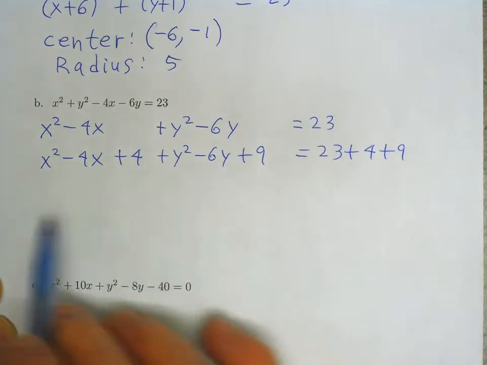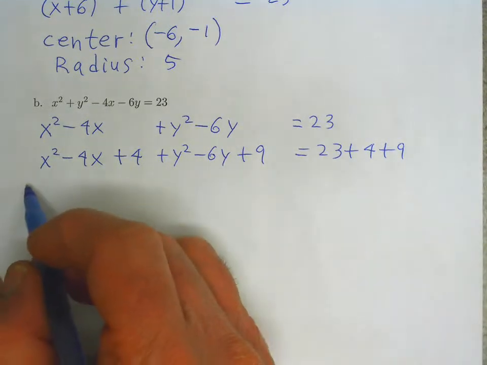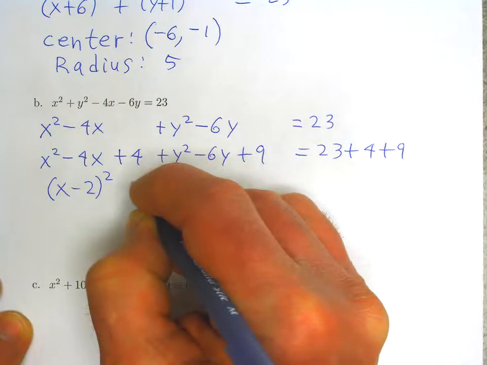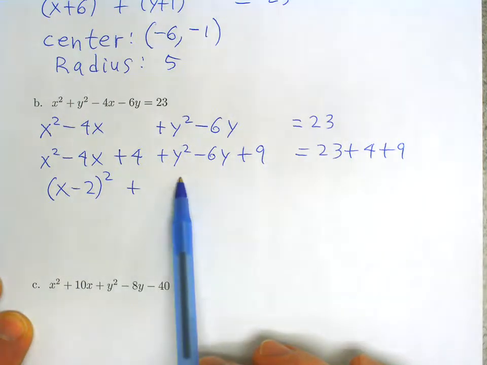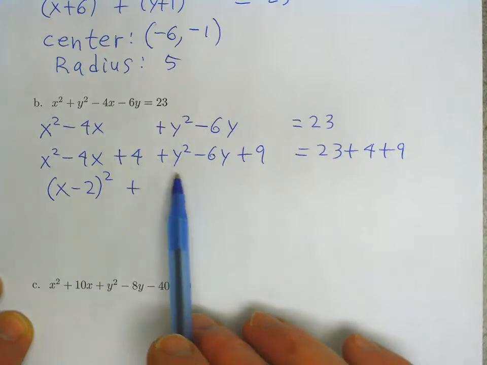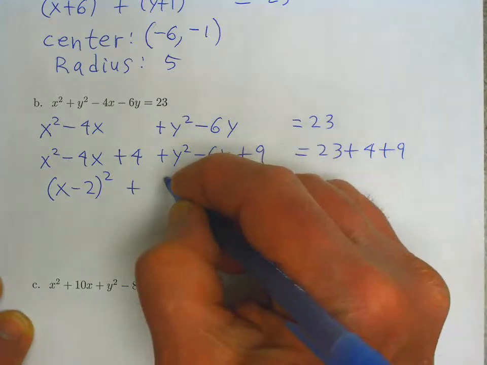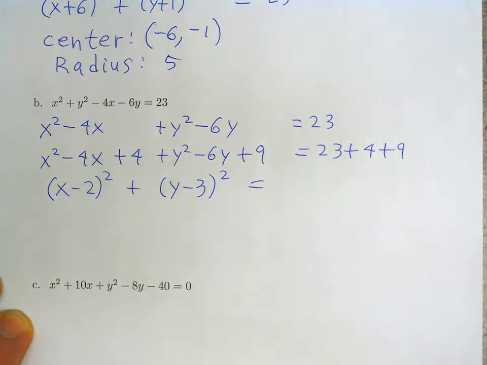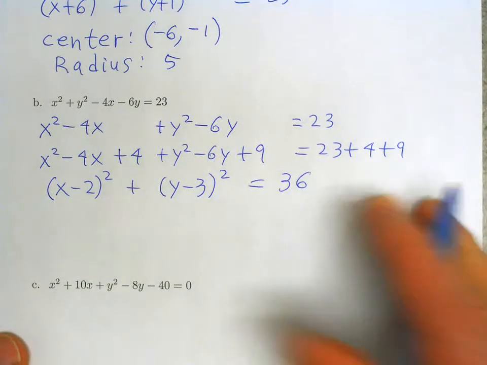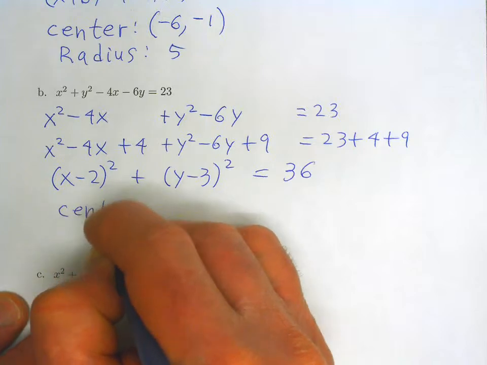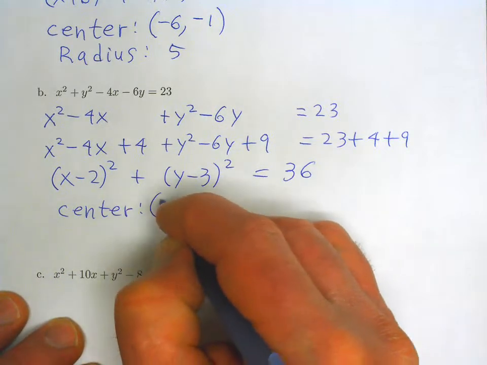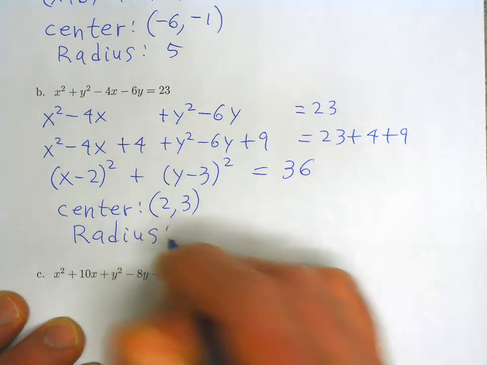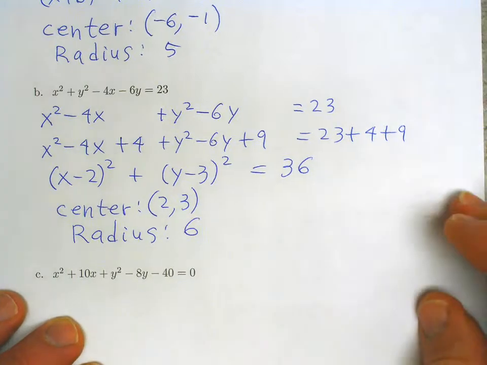Okay, the next step is the standard equation. X squared minus 4x plus 4 is the binomial x minus 2 squared. And then we add that to the binomial that we square to get y squared minus 6y plus 9, which is plus y minus 3 squared. And then 23 plus 4 plus 9 is 36. Okay, so the center is the ordered pair 2 for x and 3 for y. And the radius is the positive square root of 36, which is 6.